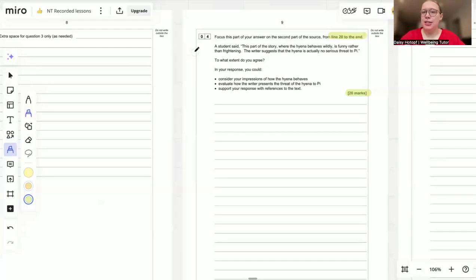And then you get asked, to what extent do you agree? So at this stage, you need to sit down, you need to think, right? You think, do I agree or do I disagree? And then you structure your answer around that. So you might go, okay, I agree with the writer.